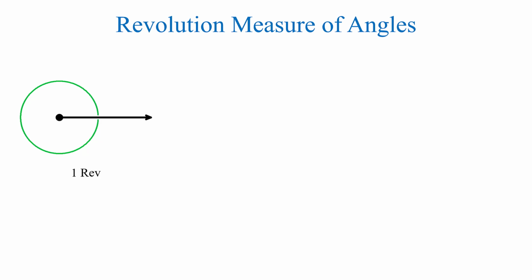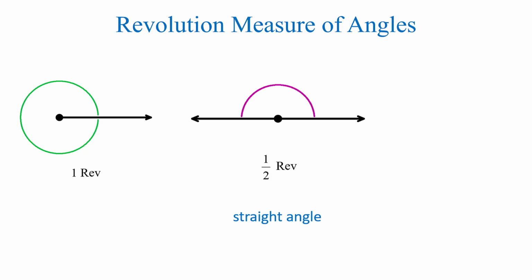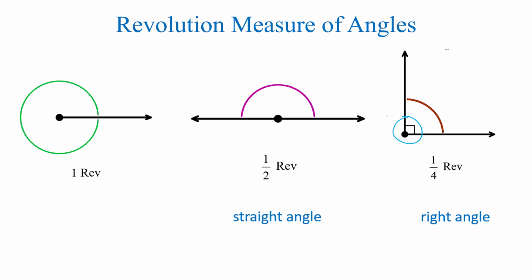Here we have one full revolution where the two rays end up pointing in the same direction. The angle resulting from half of a revolution is referred to as a straight angle, and then 1/4 of a revolution results in a right angle, commonly noted graphically with a small square appearing at the vertex between the two rays.